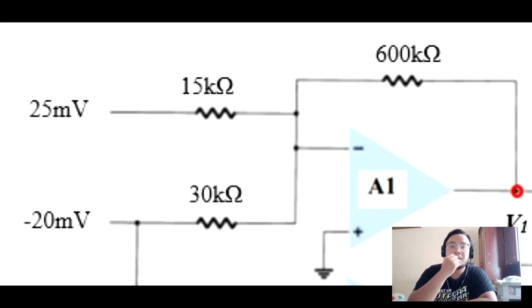it's a summing amplifier because there are 2 voltage supplies going to one of the inputs of the amplifier, and the other input is connected to the ground. In this case, the voltage supplies are connected to the negative point of the amplifier, and the positive point is connected to the ground. And at the output, it is channeled back into the input at the negative point of the amplifier through a 600k ohm resistor.